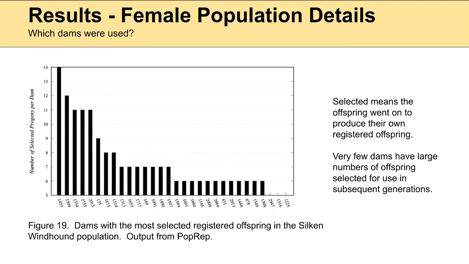And we can break this down into which of the dams' registered offspring are then selected for future generations. And we again see that 1453 is most selected for. Almost half of her progeny were selected and bred. But other dams, even the most popular ones, only have 6 or 5 offspring selected. It's not nearly to the same extreme, again, that sires have offspring selected for future populations.